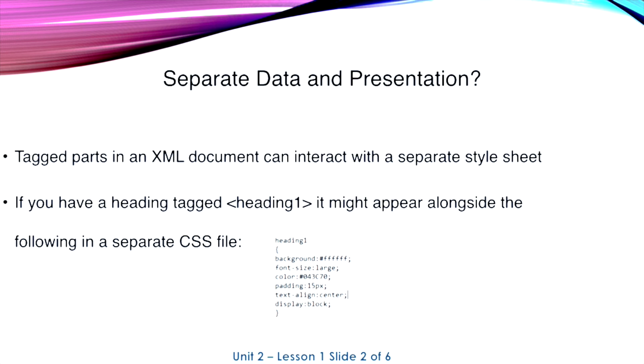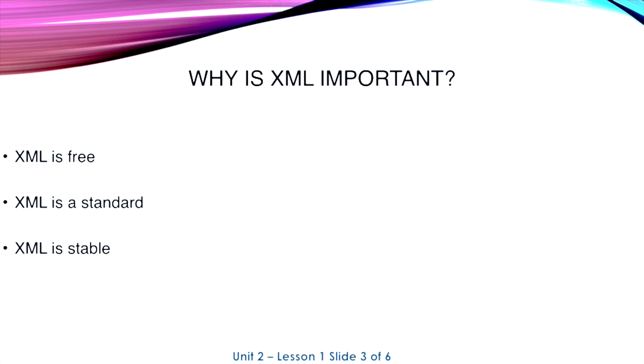So why is XML important? Well, XML is free. This means it is not owned by anyone. XML is a standard, which means it has agreed conventions and terms for describing the information in a document. This all means it is a stable and trustworthy means of exchanging information between different types of hardware, software, and programming languages.